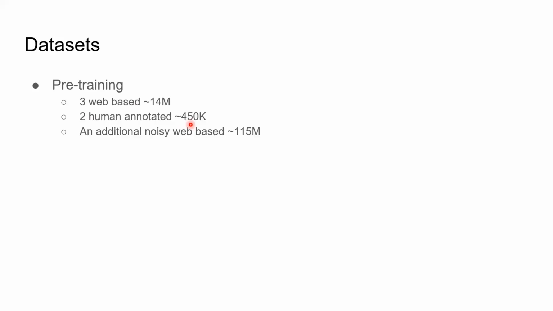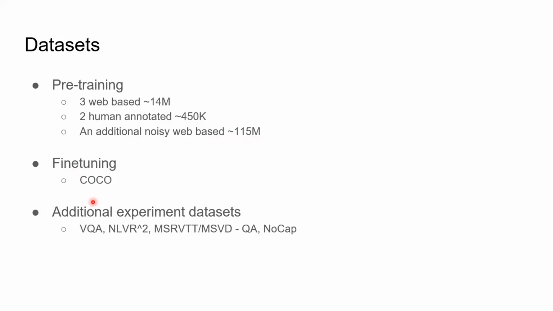And now a brief discussion about the data sets used in this. The models were pre-trained on 2 different sets of data. The first set of experiments was run using 3 web-based data sets totaling 14 million image text pairs, as well as 2 human annotated data sets with 450,000. An additional set of experiments were then run with the addition of a noisier web-based data set with 115 million image text pairs. The fine-tuning was done using COCO, and a lot of the experiments were run on evaluation data sets of their own, and the results will then be covered by Robert.